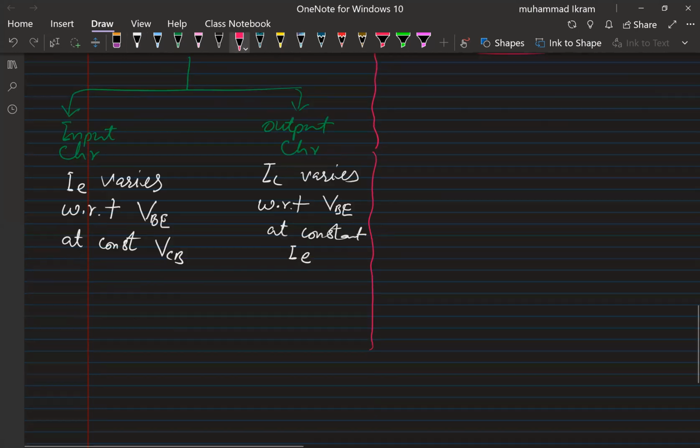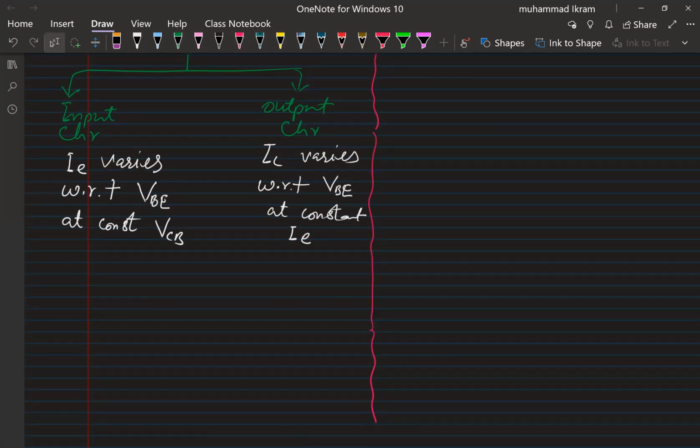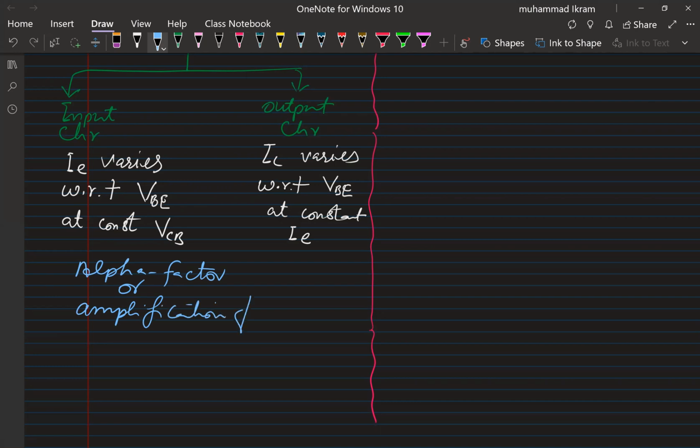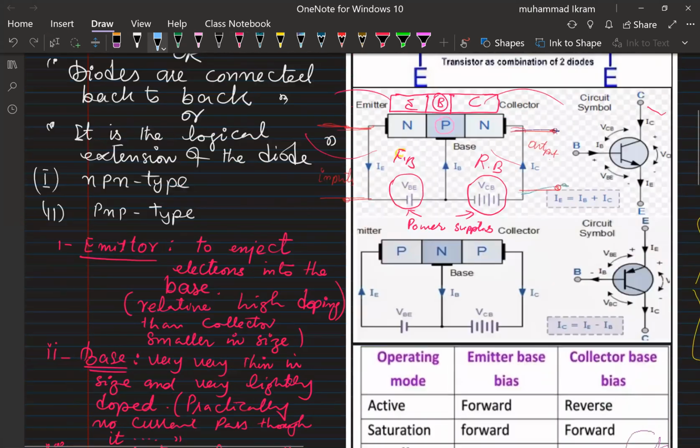And the further mathematical situation here would be the alpha factor. I would like to explain to you the amplification factors, how a transistor amplifies. But first of all, I just want to take you back to the diagram here.